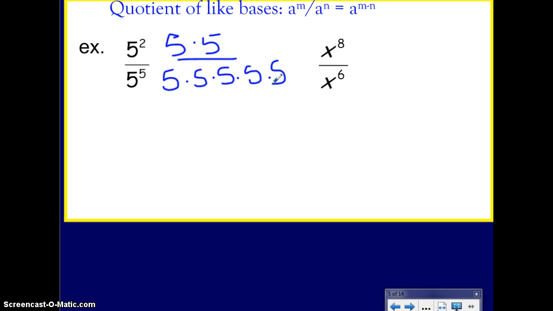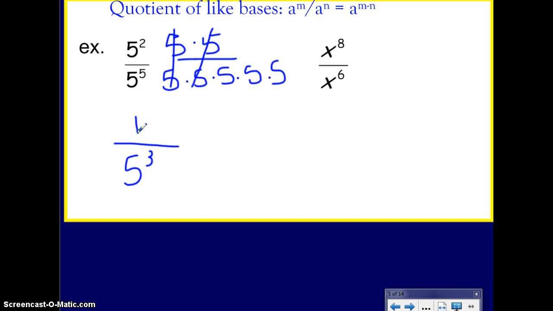So once you have that, we know that if there's the same thing on the top and the bottom, they could cancel out because 5 divided by 5 is 1, so it goes away. So that goes away and that goes away. That leaves me with 3 5s, and as you notice, they're on the bottom. So I would have 5 to the 3rd power on the bottom. We have to have something on the top, and so we're always going to put a 1 there.